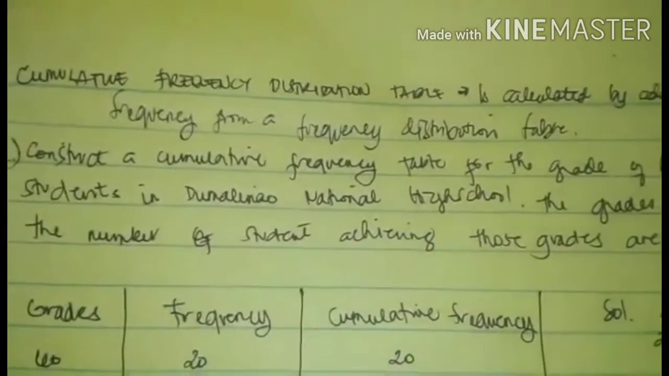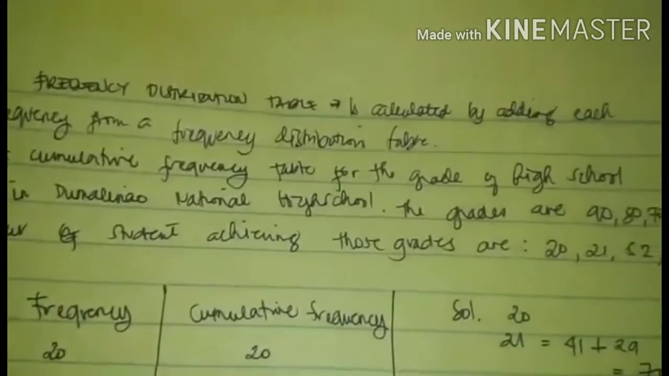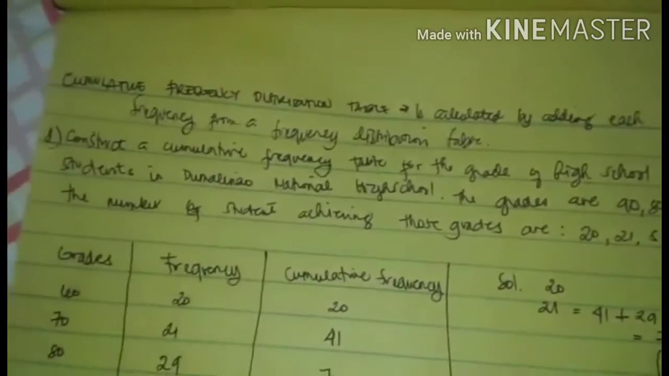Okay, so a cumulative frequency distribution table is calculated by simply adding each frequency from a frequency distribution table.